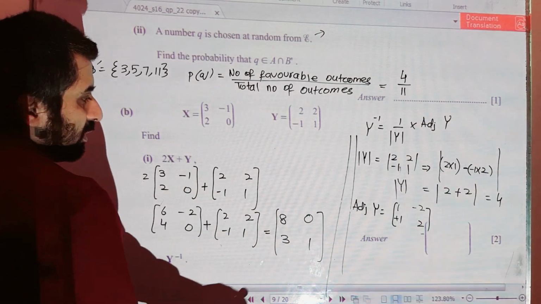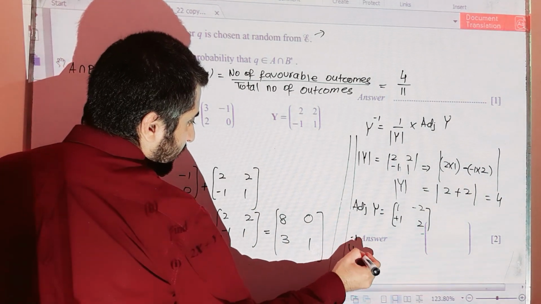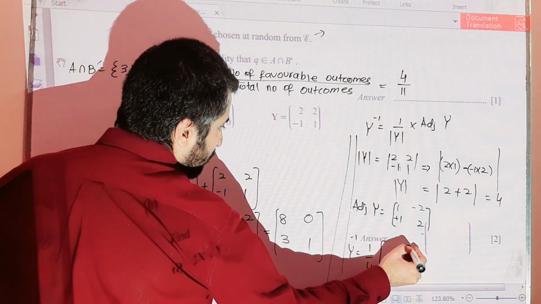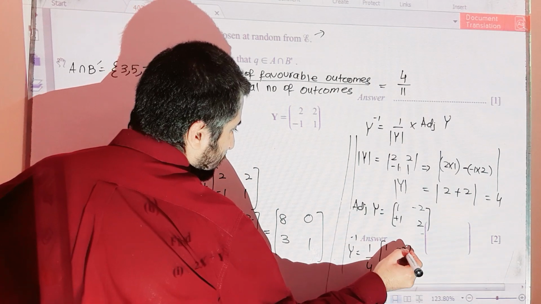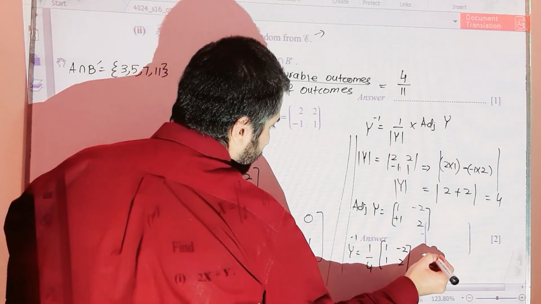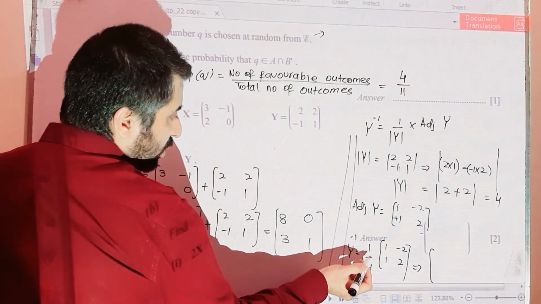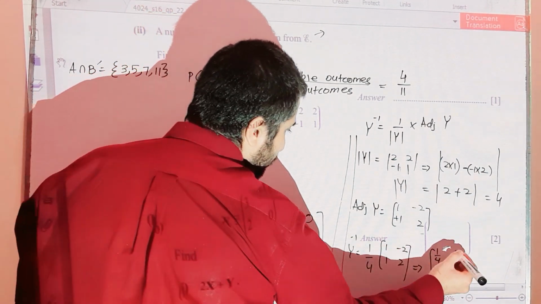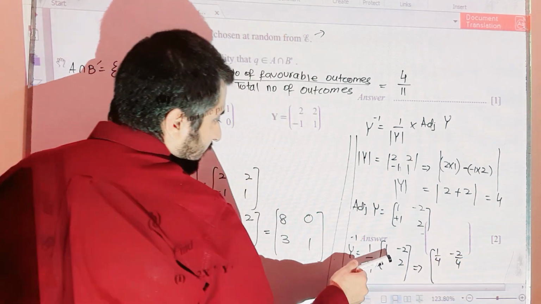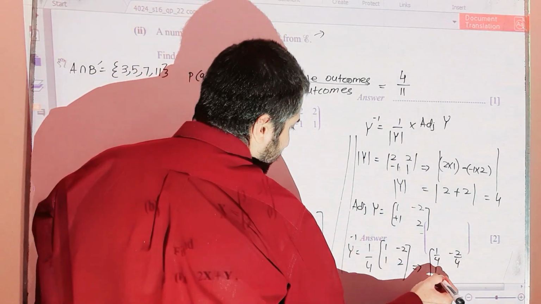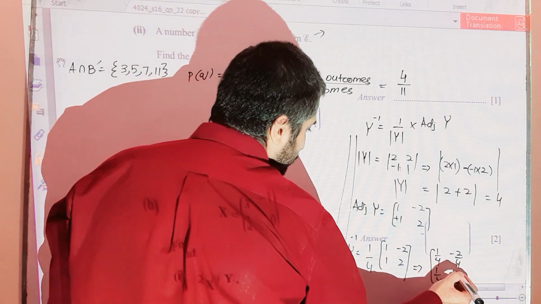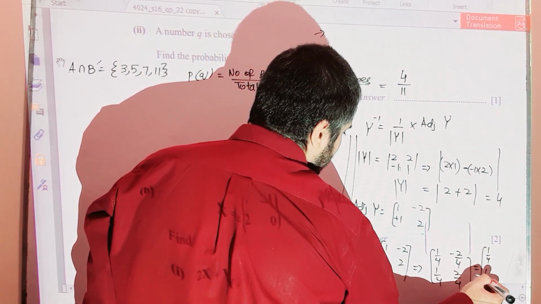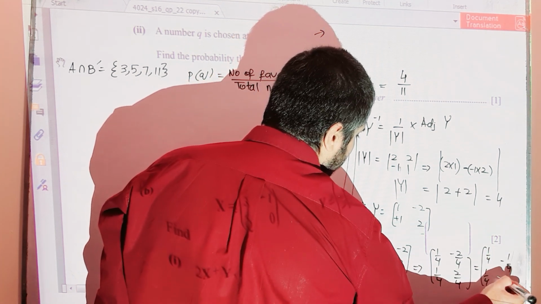Now the inverse for Y is 1 over the Y determinant, meaning 1 over 4 into the adjoint 1, minus 2, 1, 2, and you can do it over here. 1 over 4 will be multiplied with 1, it will be 1 over 4. 1 over 4 into minus 2 is minus 2 over 4. Then 1 over 4 into 1 is 1 over 4, and 1 over 4 into 2 is 2 over 4, and you can simplify it further.